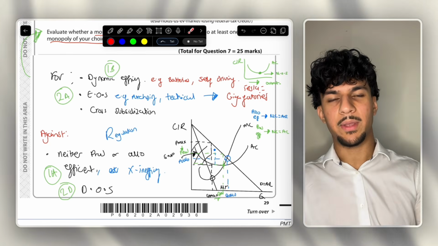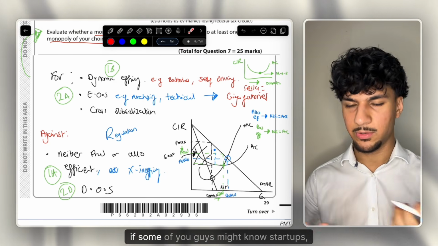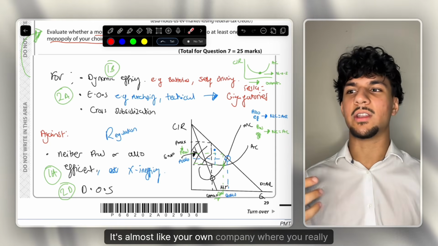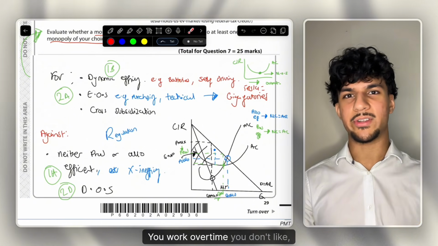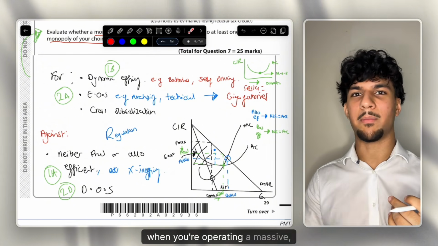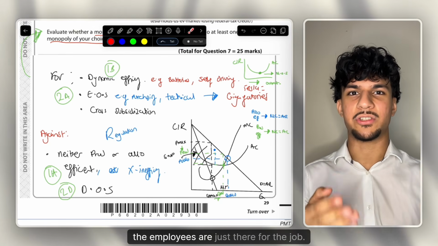And then, of course, alienation. With a small firm, if you think about a startup, some of you guys might know startups, everyone's aligned to one goal. It's almost like your own company where you really want it to succeed. You want the best for the company. You work overtime without even getting paid. But when you're operating a massive transnational corporation, basically just a massive firm, the employees are just there for the job.